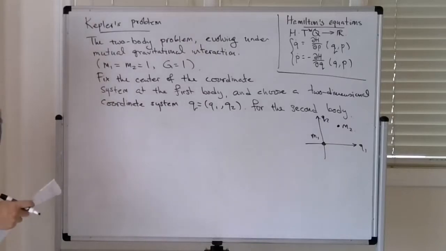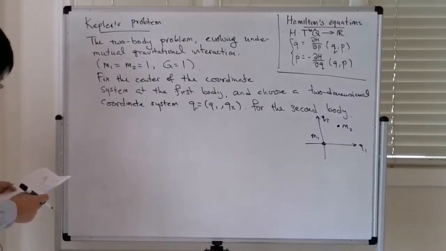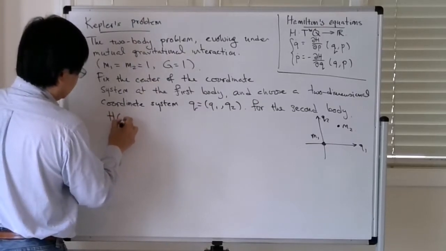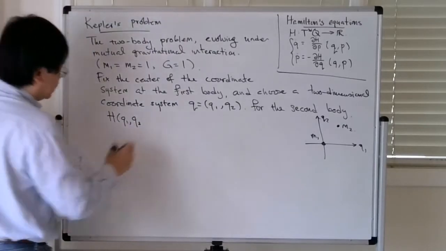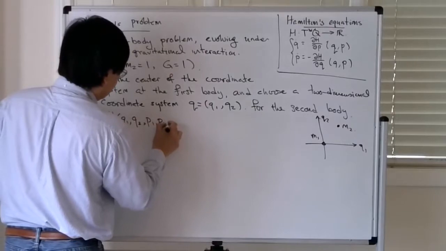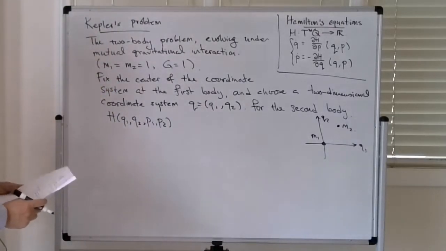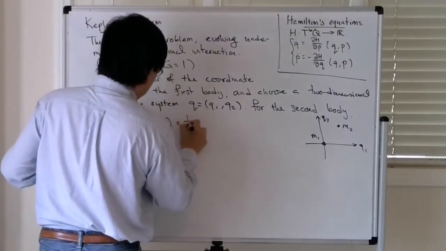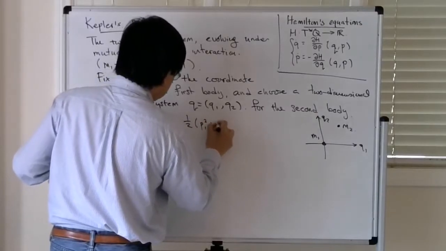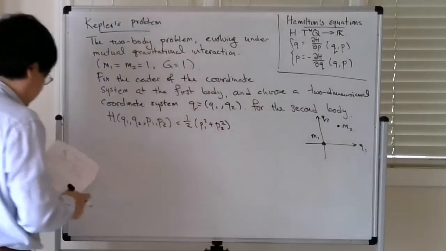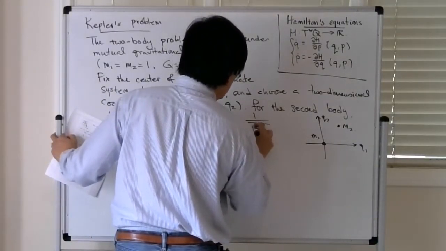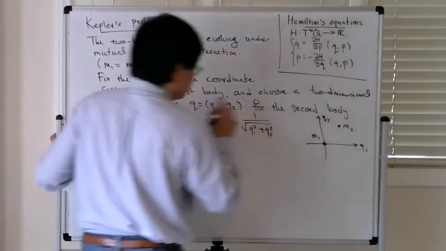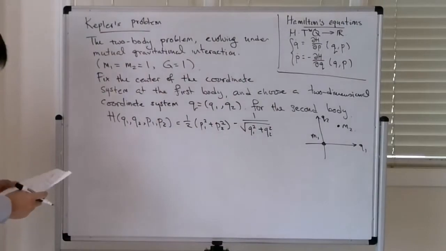So with respect to that choice of coordinates, then you can write down a Hamiltonian. Okay, so you have a Hamiltonian which depends on these two components of position of the second particle as well as their corresponding momentum, P1 and P2. And the Hamiltonian in this case is of the form kinetic plus potential energy. So this is 1/2 (P1 squared plus P2 squared). Okay, then there's a potential energy term, which is -1 over the square root of Q1 squared plus Q2 squared. So this is a 1 over R kind of potential term.